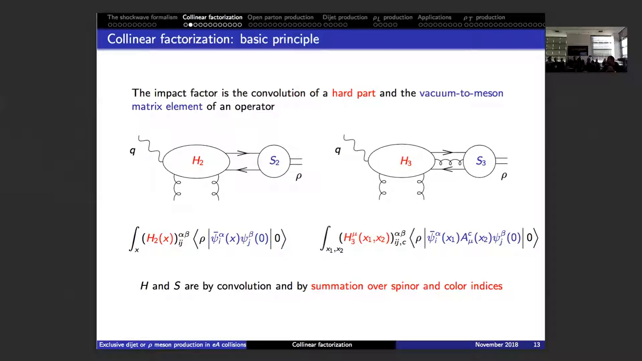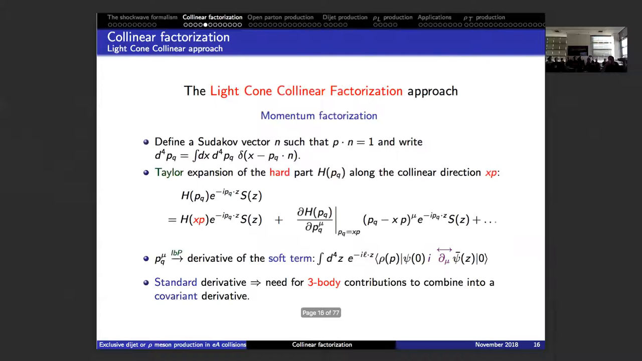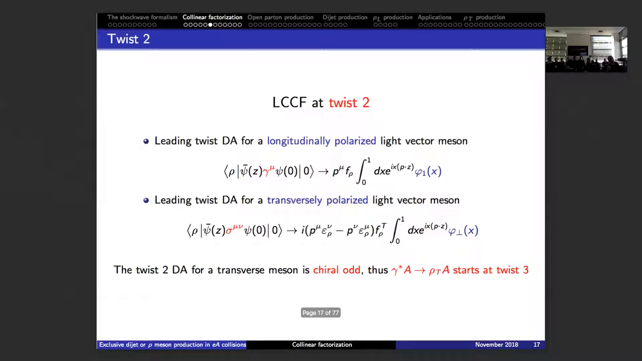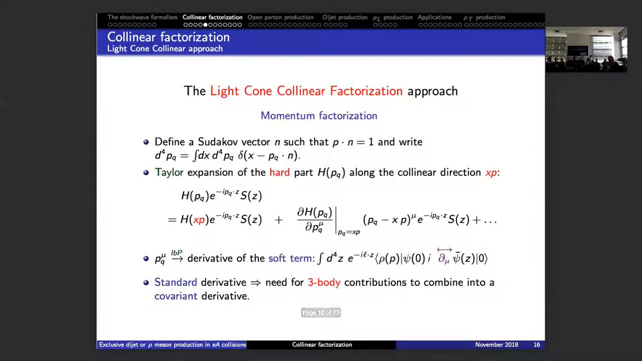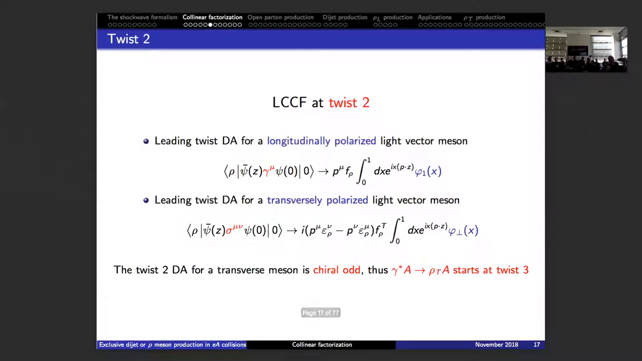I was just giving the formalism, then going to what I'm doing, but that's probably more confusing than anything. So, okay, I just wanted to give you some intuition why you need a three-body contribution, and that for light-cone collinear factorization it is just to make this guy gauge invariant. That's the main intuition you can get.